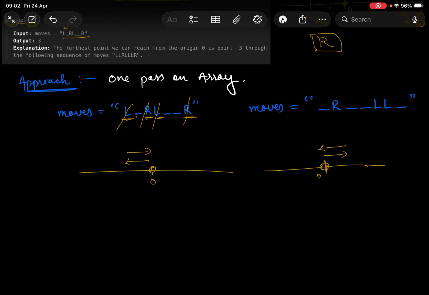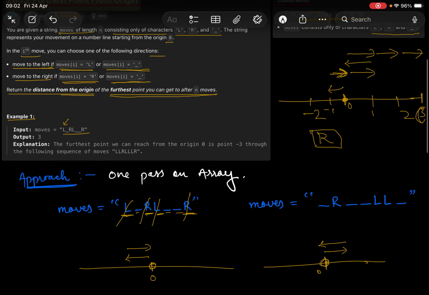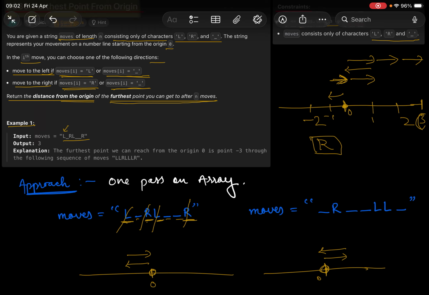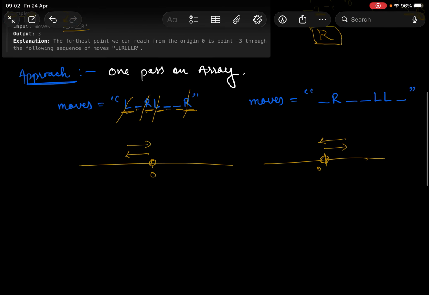Now there are three steps left. Now what is our goal? Our goal is to return the distance from the origin of the furthest point you can get after n moves. Furthest point after n moves means we are starting from here and how far we can go. It is not mentioned in which direction we can move, any direction, but what is the maximum distance that we can go, how far we can go.